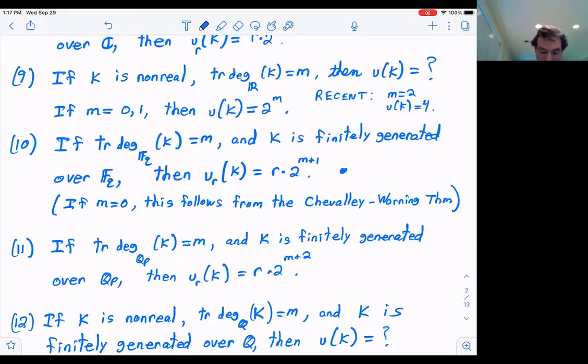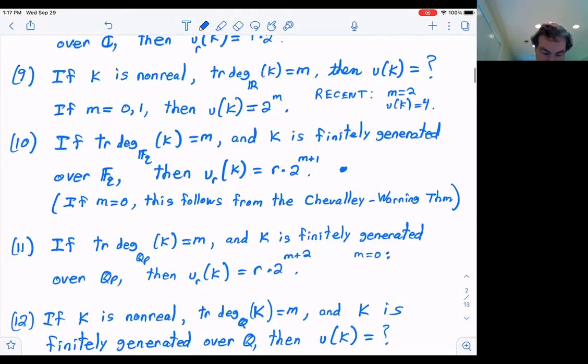Now, this is even in the case m equals 0, which means just an algebraic extension of Q_p, a finite dimensional one, so it's still a p-adic field. Then we're saying that it would be r times 4. So I'll just say 4r.